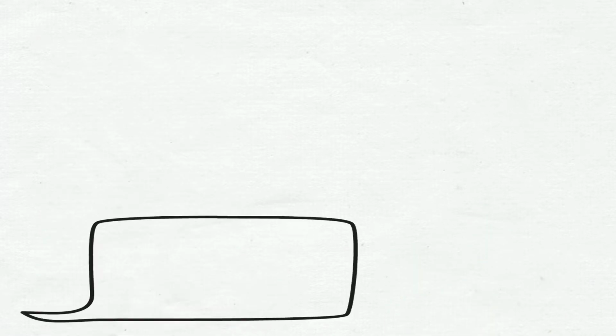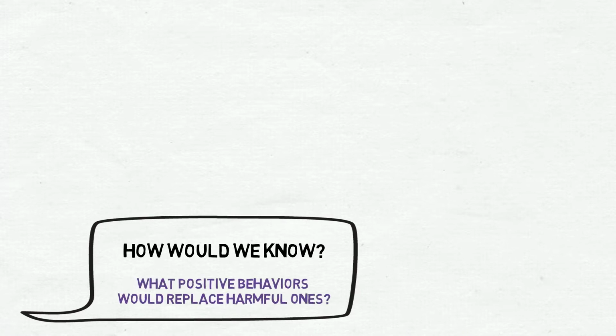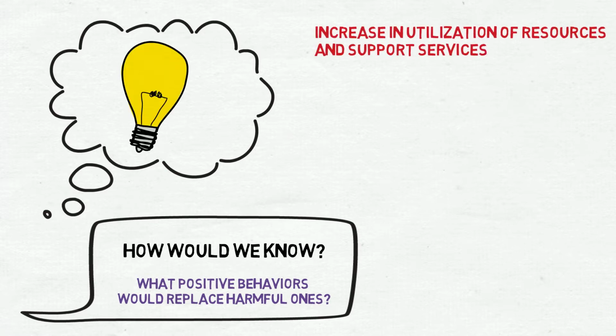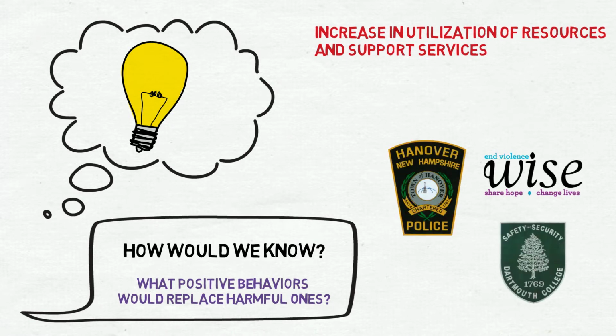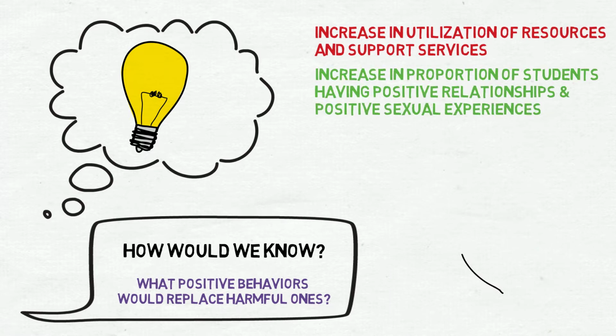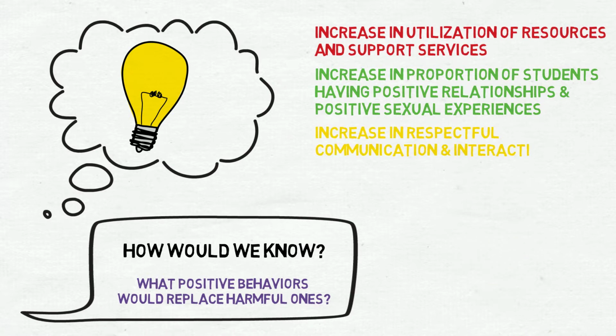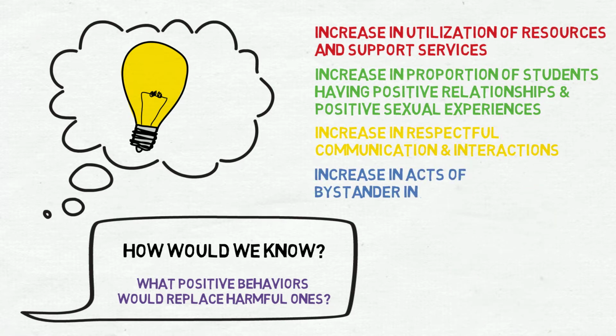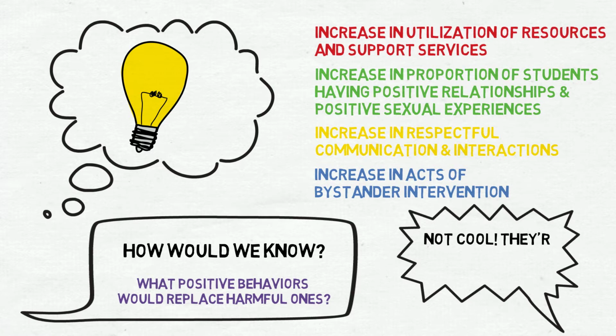We asked ourselves, how would we know that the campus culture changed and sexual violence was reduced, if not eliminated entirely? We came up with 4 changes in student behaviors. We would see an increase in utilization of resources and support services by students in need, including an increase in students referring their peers, an increase in the proportion of students having positive relationships and positive sexual experiences, an increase in respectful communication and interactions between individuals and across difference, and an increase in acts of bystander intervention before, during, and after an incident. Now back to the logic model.